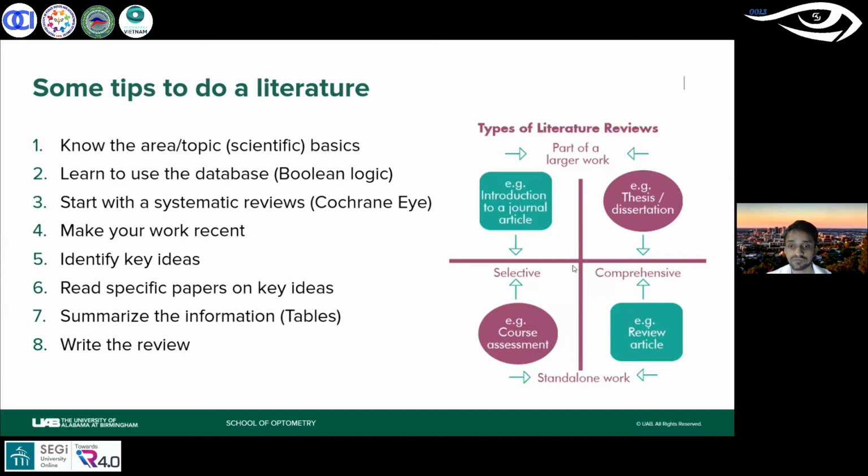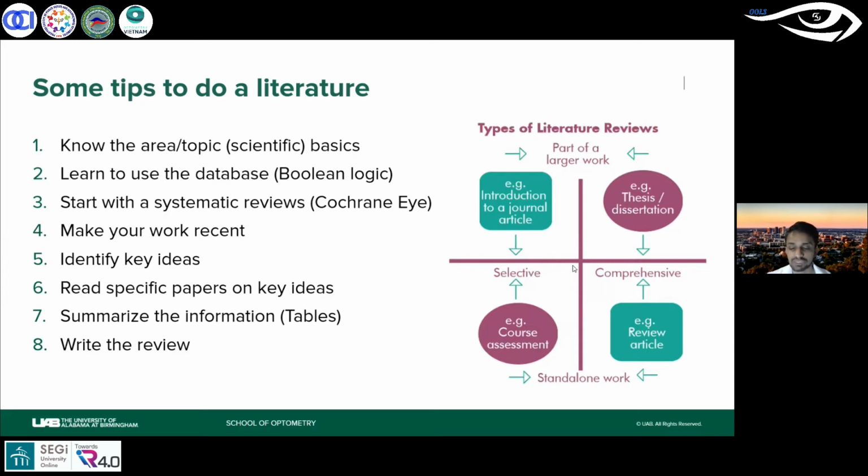Make your work recent. If your topic is hot, like contact lenses or something like that, then make sure that your references or the papers that you're reading are recent and not like 10-15 years ago, because people may have moved on from those ideas. And identify key ideas from a paper. This people often struggle with when they are learning initially, and in a few moments I will speak about how to do that, and read specific papers on key ideas themselves. So there's a lot of content out there, but don't get bogged down as to how much information is out there. But read specifics on your key ideas, and don't waste time reading things that don't make a lot of sense.